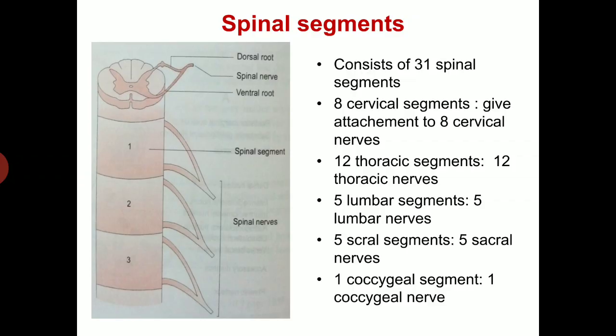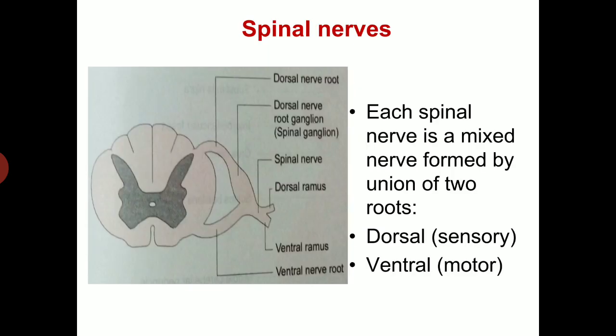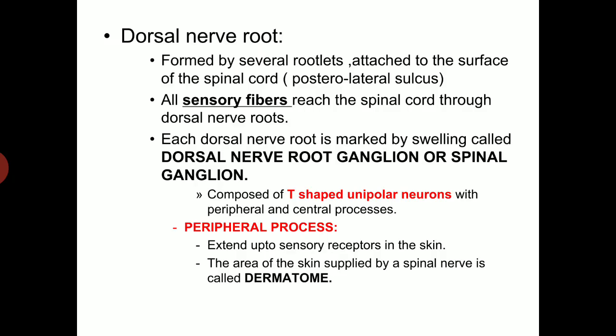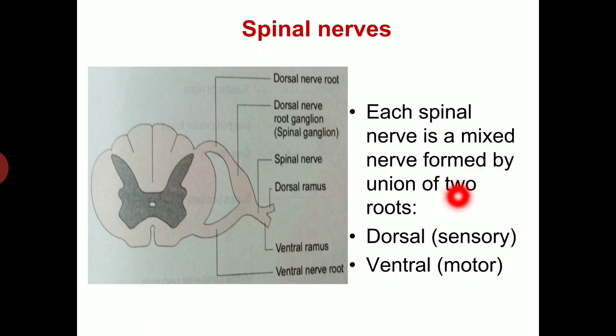The spinal cord consists of 31 spinal segments. The 8 cervical segments give origin to 8 cervical nerves. Likewise, 12 thoracic segments give 12 thoracic nerves, 5 lumbar nerves, 5 sacral nerves, and 1 coccygeal segment gives origin to 1 coccygeal nerve. Each spinal nerve is a mixed nerve formed by the union of two roots, dorsal and ventral. The dorsal root is sensory and the ventral is motor.